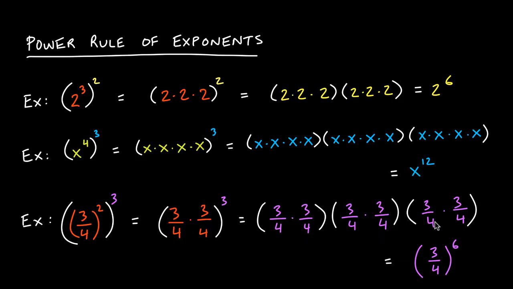And once you've written all these expressions out, what you can do is you can see 1, 2, 3, 4, 5, 6 of these terms. So eventually I can condense it all into 3 over 4 raised to the 6th power.